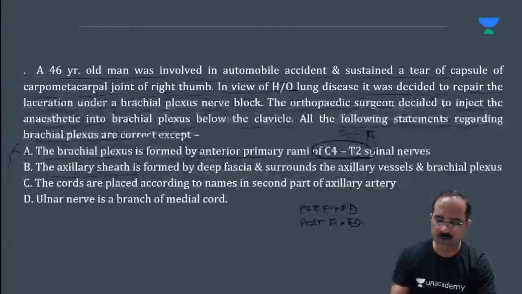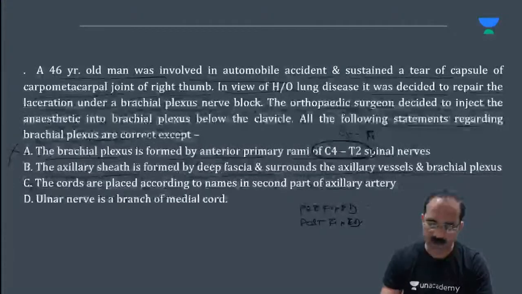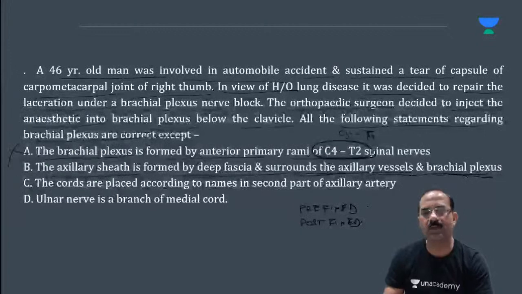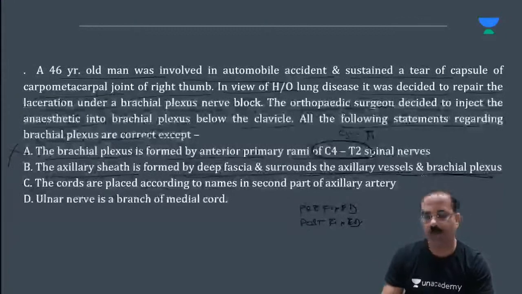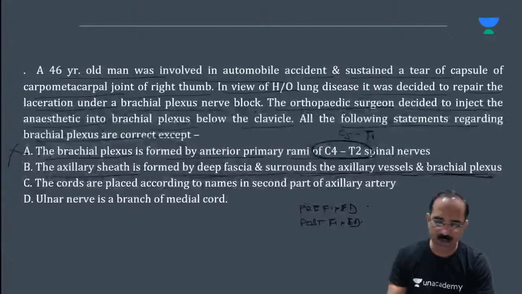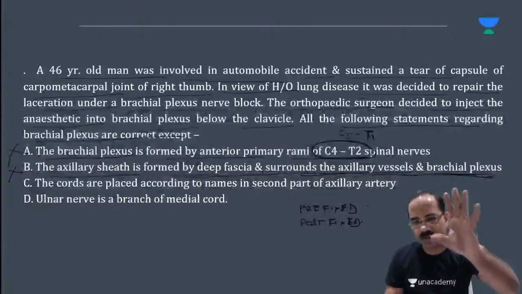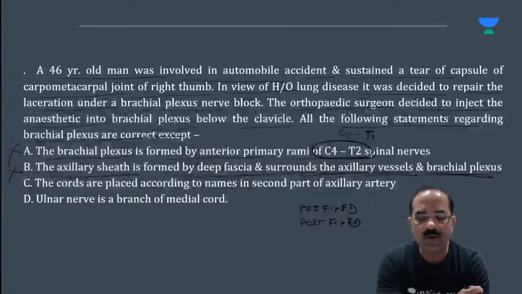Clear. The axillary sheath is formed by the deep fascia and surrounds the axillary vessels and the brachial plexus. All the following statements are correct except, the axillary sheath is formed by the deep fascia and surrounds the axillary vessels and brachial plexus. Actually, this is partly correct and partly wrong. If it were a multiple answer MCQ, I would have taken this also as wrong. But if you have to select a single best answer, A is the answer. What is wrong in option B? Anyone, can you tell me?